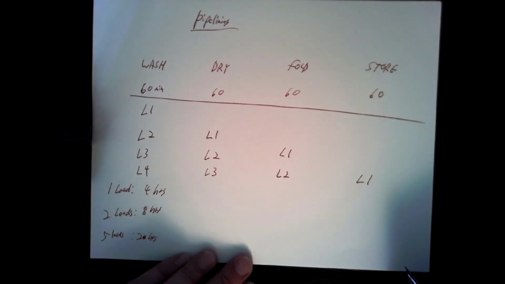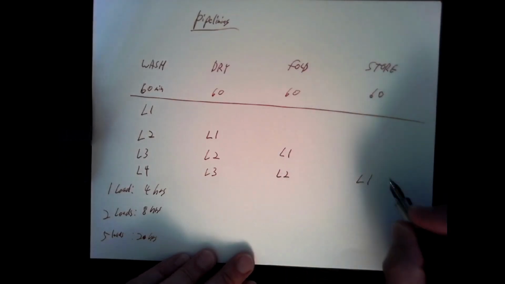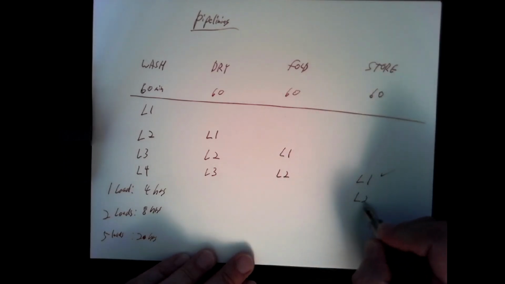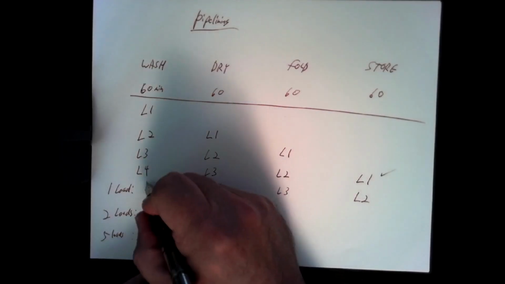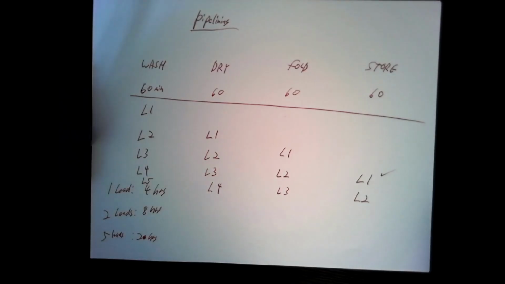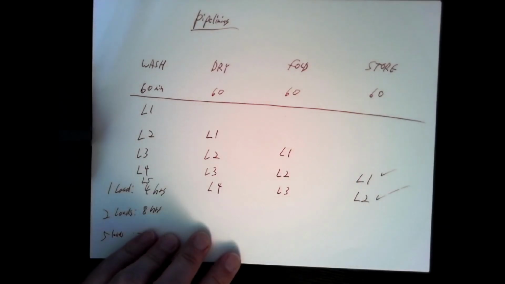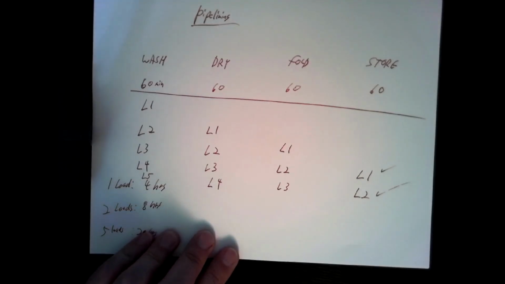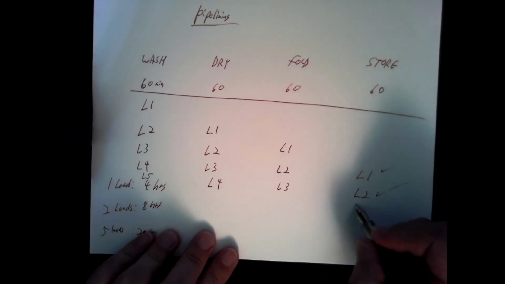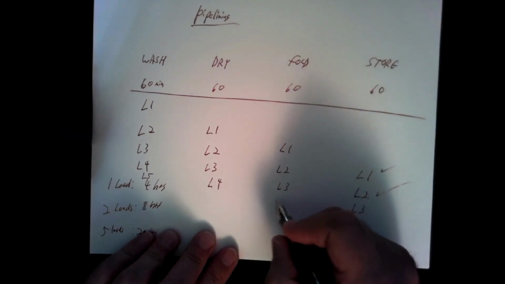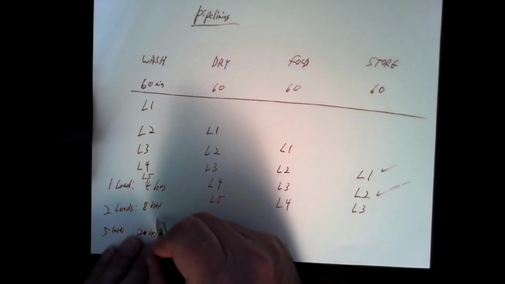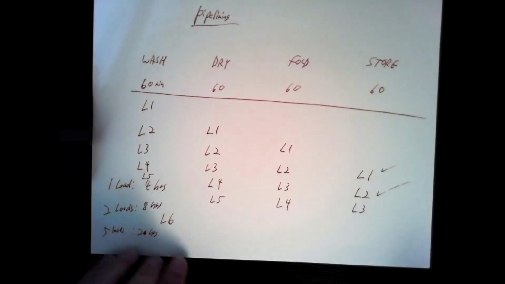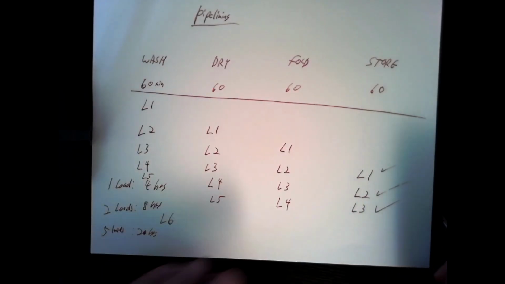But the next hour, what's going to happen? Hour 5, load 1 is done. Load 2 is going to get put away. Load 3 is going to get folded. Load 4 is going to get dried. Load 5 starts in the wash. And an hour later, load 2 is done. And then the next hour, you take load 3, start putting it away. Load 4 starts getting folded. Load 5 goes in the dryer. And load 6 goes into the wash. And an hour later, load 3 is done.